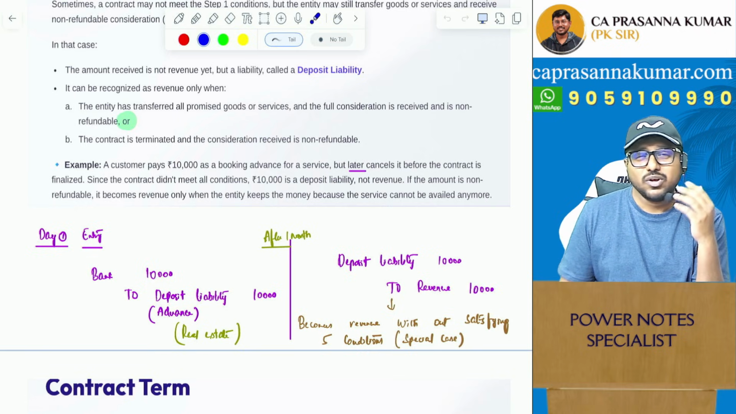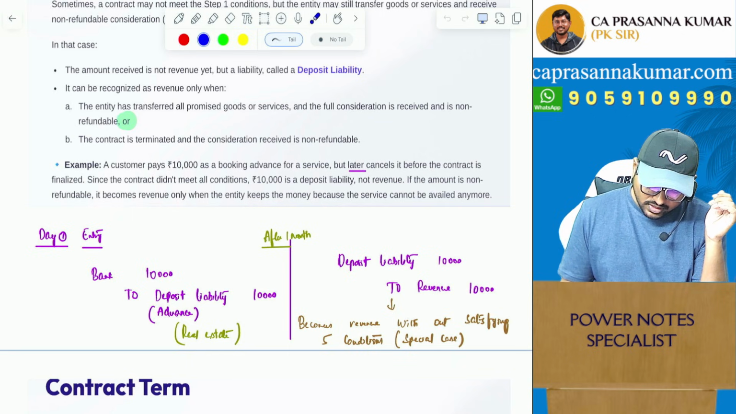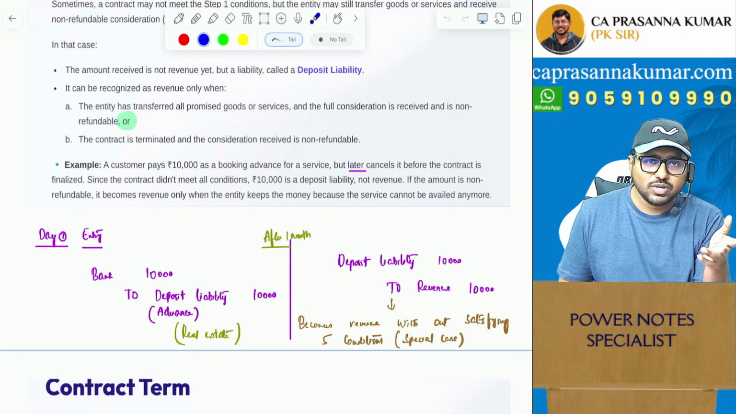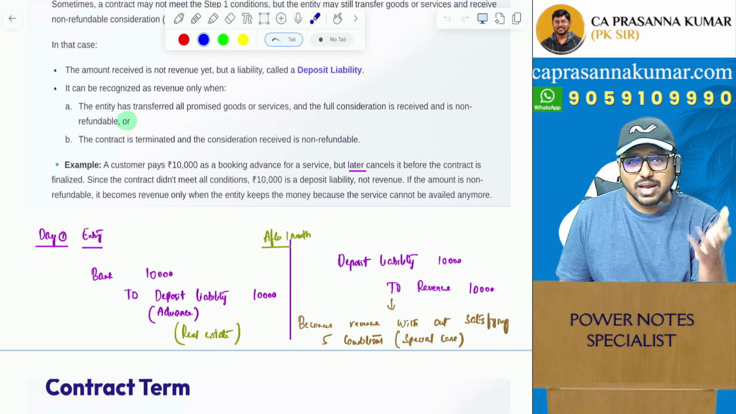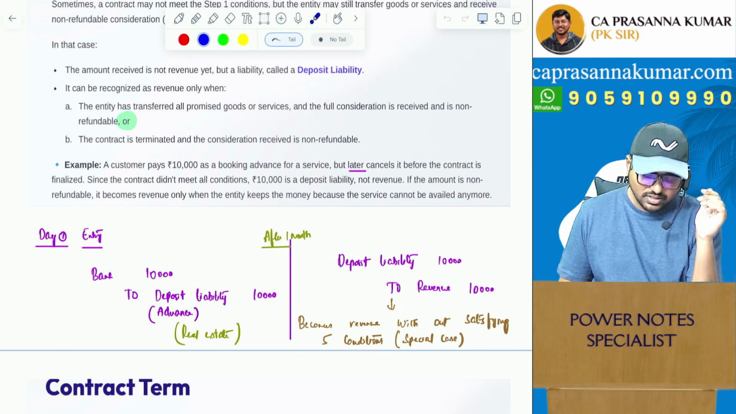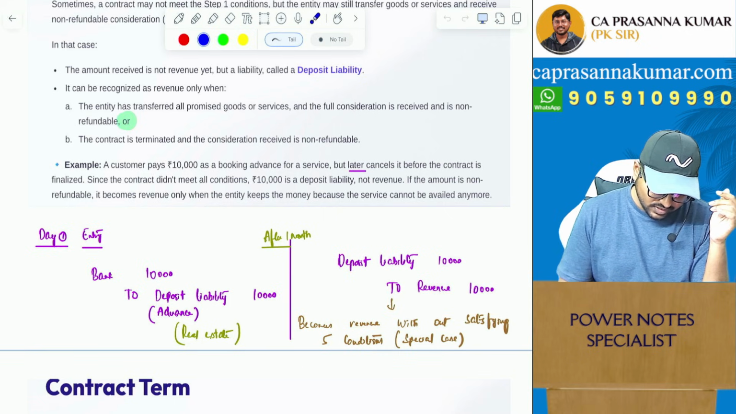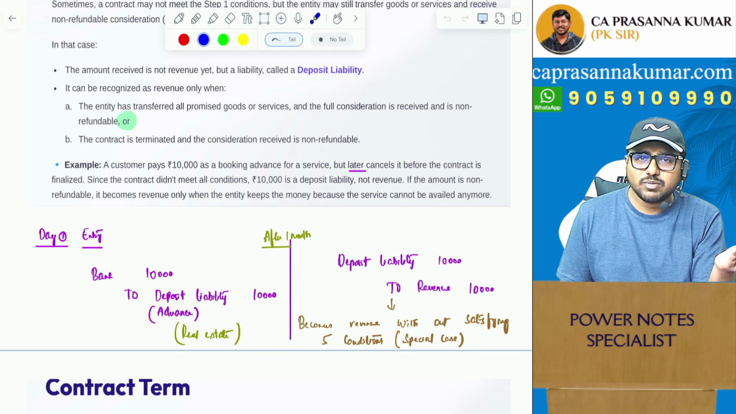That depends upon whether you have an obligation to pay that money back to the customer. If the amount is non-refundable, which means you don't have an obligation to pay that money back to the customer, then you will treat it as revenue. But if you have an obligation to pay that money back to the customer, then treat it as a liability. Simple. Because an obligation to pay it back to the customer means liability only. Simple logic. It becomes revenue only when the entity keeps the money, when it is non-refundable. When it is refundable, you have to pay, and in that case it becomes a contract liability.